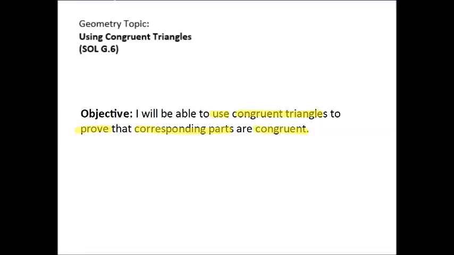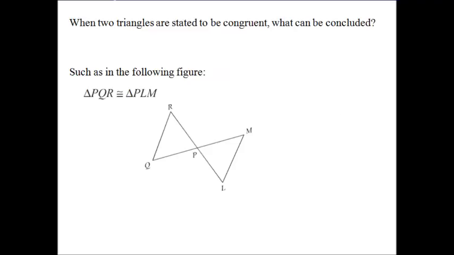In our last few lessons, we discussed how to prove that two triangles are congruent. But when two triangles are stated to be congruent, what can be concluded from that? How can we use this information to prove more things? Well, let's look at the following example.